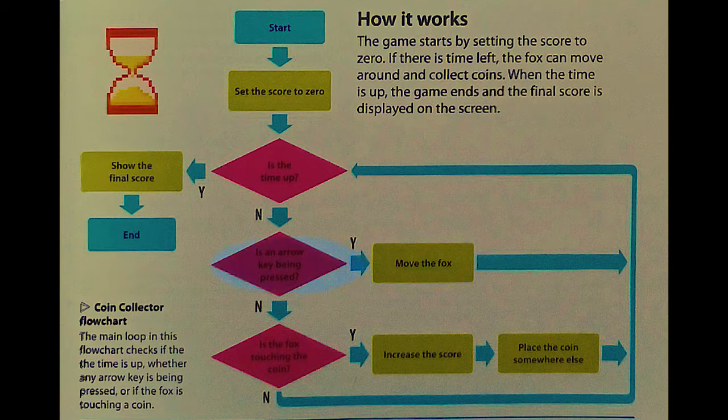And then we ask again, is the arrow being pressed? If the answer is no, it asks if the fox is touching a coin. If it is yes, increase the score and place the coin somewhere else, and we repeat that loop until the answer to the time up question is yes, and then we end the game.